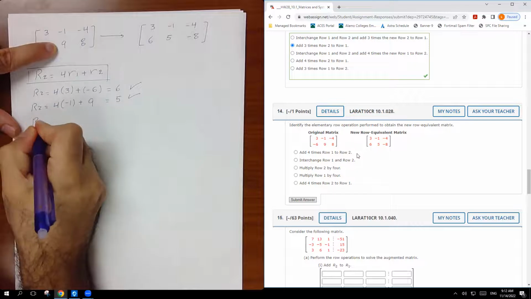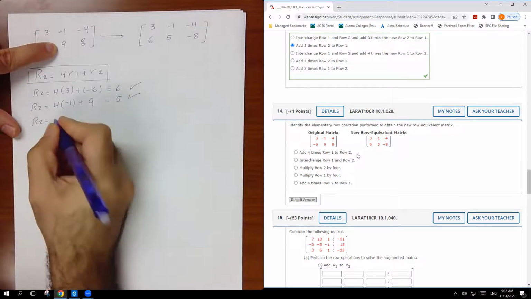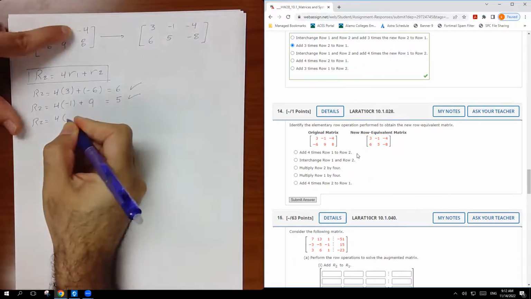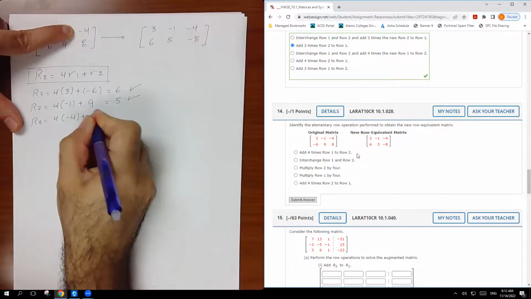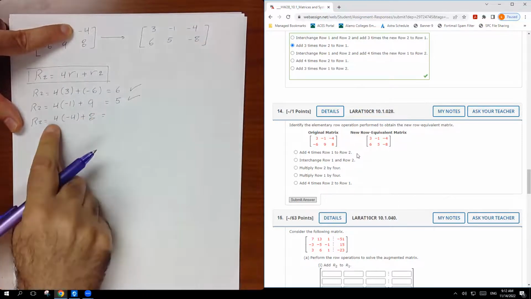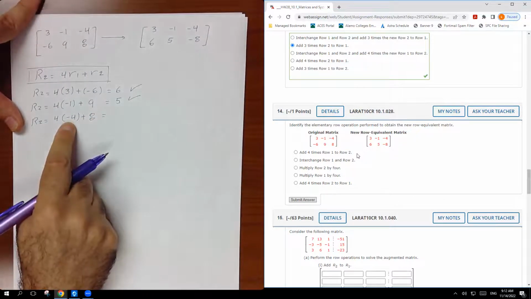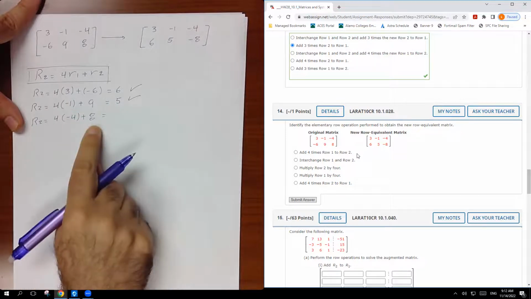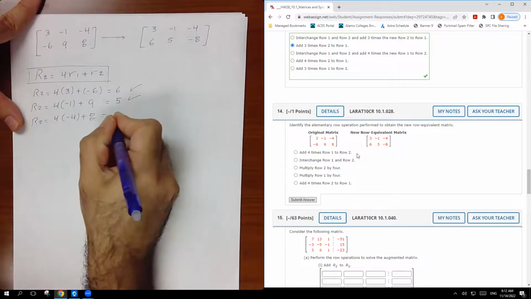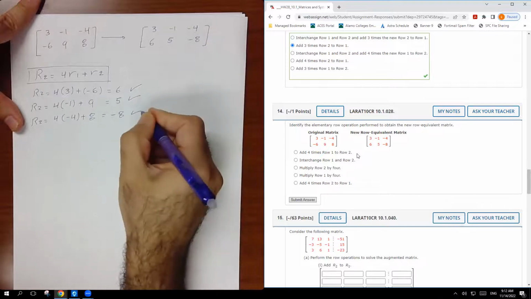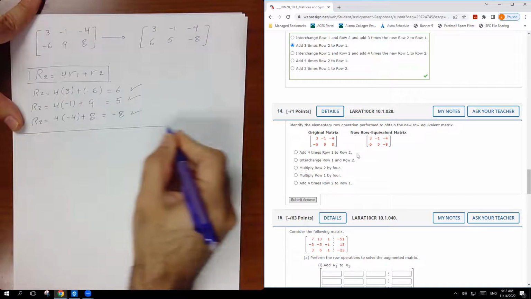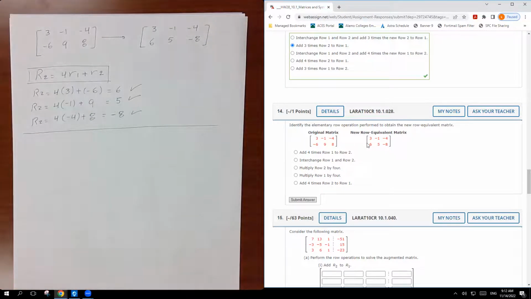Let's check the third element. 4 times -4 plus 8. 4 times -4 is going to be -16. -16 plus 8 is going to be -8. So the third element here is -8. That means the first rule is the right one. That's it for this matrix.